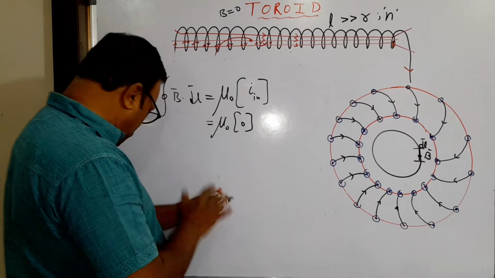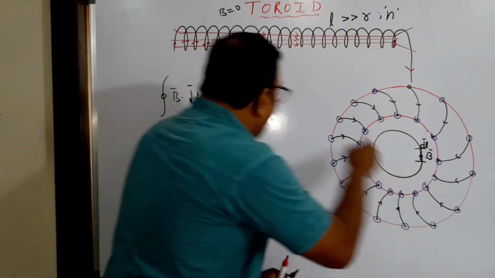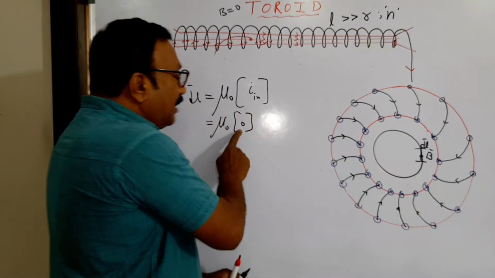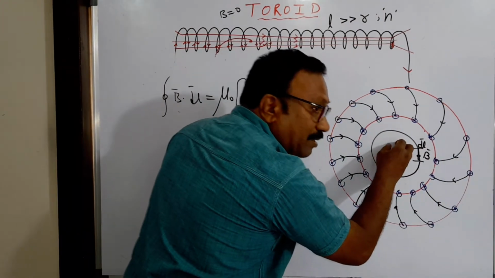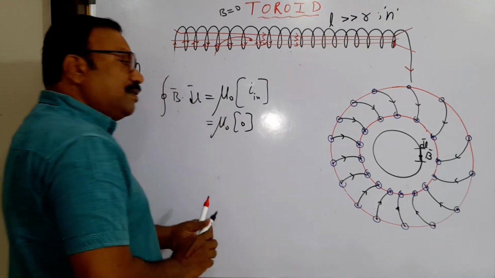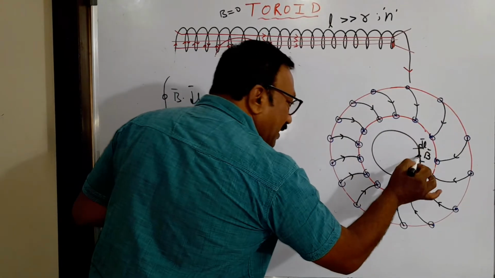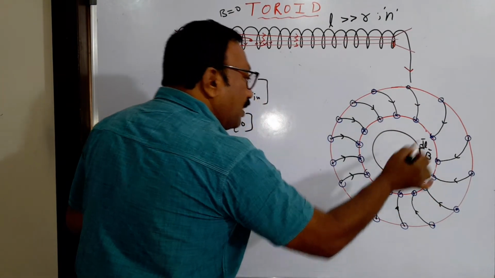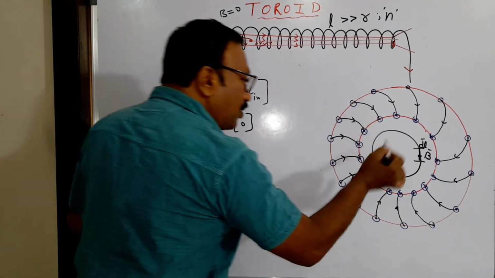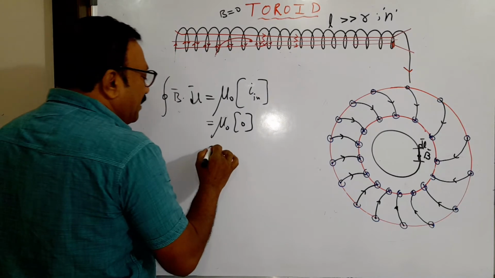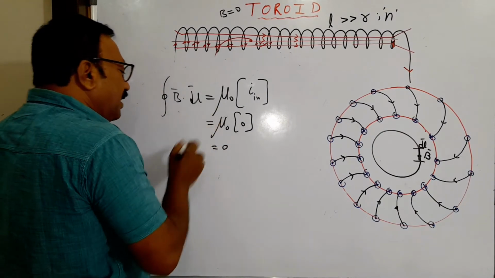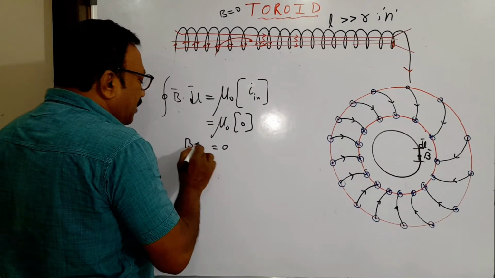Why 0? Because I told current inside the loop. Outside there are a lot of currents, but inside the loop there is no current. So, that is why that value I kept 0. So, the integral of B dot dl at this point is equal to mu naught times the current inside. So, of course, when the right hand side becomes 0, then B also becomes 0.